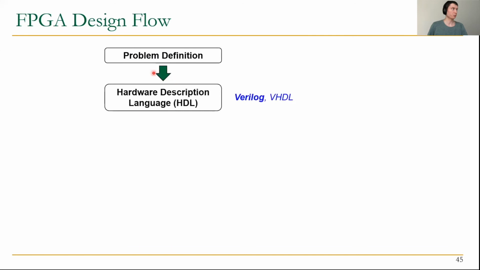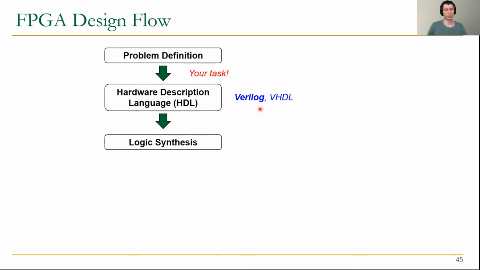Okay, so this is a typical FPGA design flow. We start with a problem definition, so we decide what is the problem we want to solve, and then we implement a solution, or we describe a hardware that will solve that problem. And for that, we either use Verilog or VHDL or other even higher level languages. So here, your task will be basically implementing the Verilog code of the design that you would like to implement.